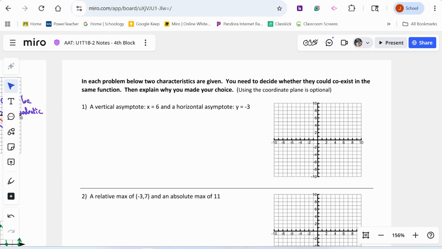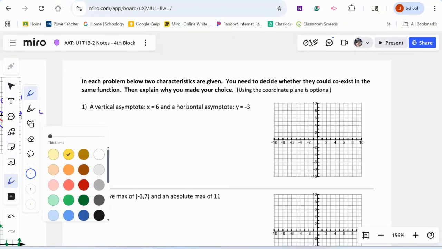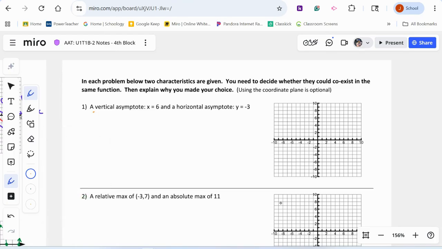Let's just go through a couple of them here. First of all, a vertical asymptote of x equals 6 and a horizontal asymptote. So the question is, can we have a vertical asymptote and a horizontal asymptote at the same time? If I were to sketch those, oops, that's the wrong way. How about I do the right one? So there's my vertical asymptote at x equals 6 and my horizontal asymptote at y equals -3.